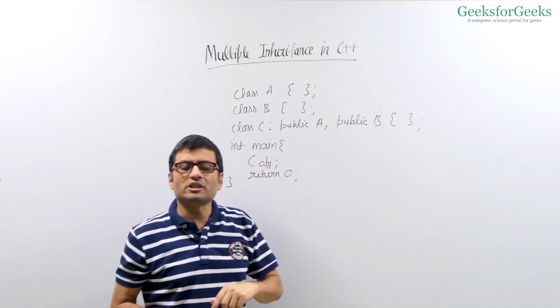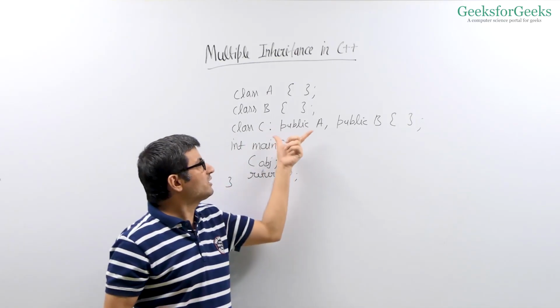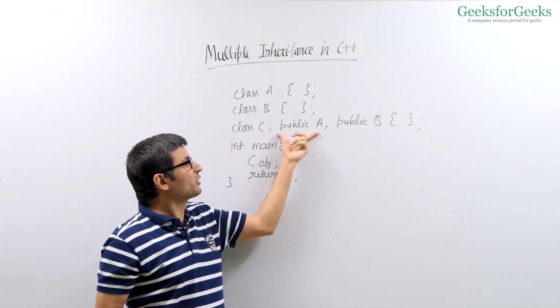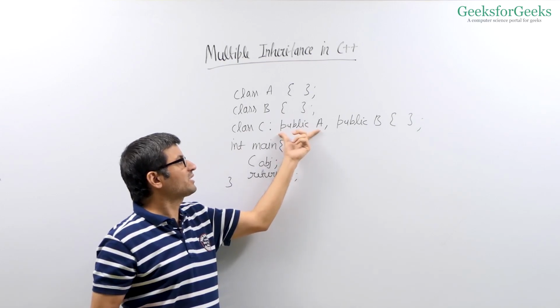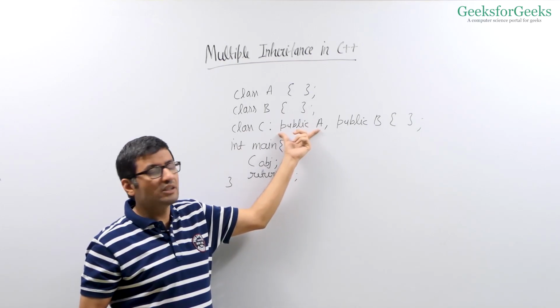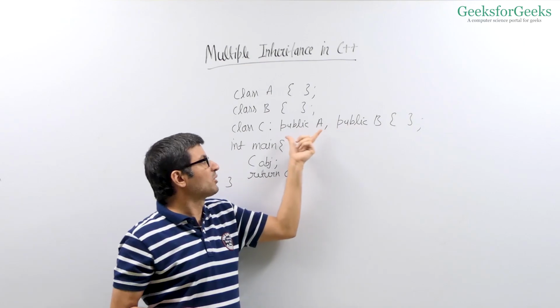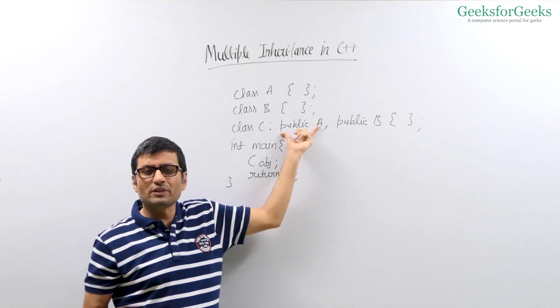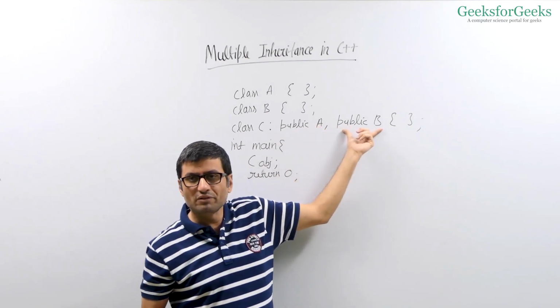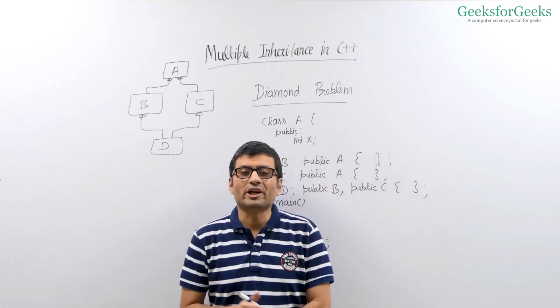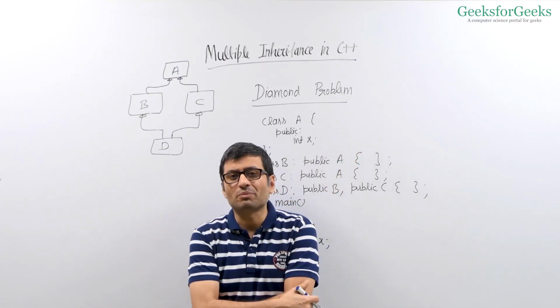What is the order of these constructor calls? The order is the same as you put here. So if you put class A first, then A's constructor is called first, then B's constructor. And if you put B first, then B's constructor will be called first and then A's constructor, if you have written A later.